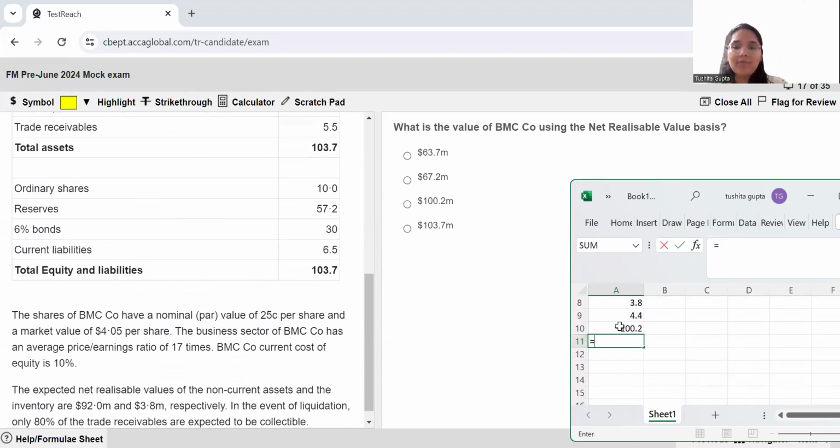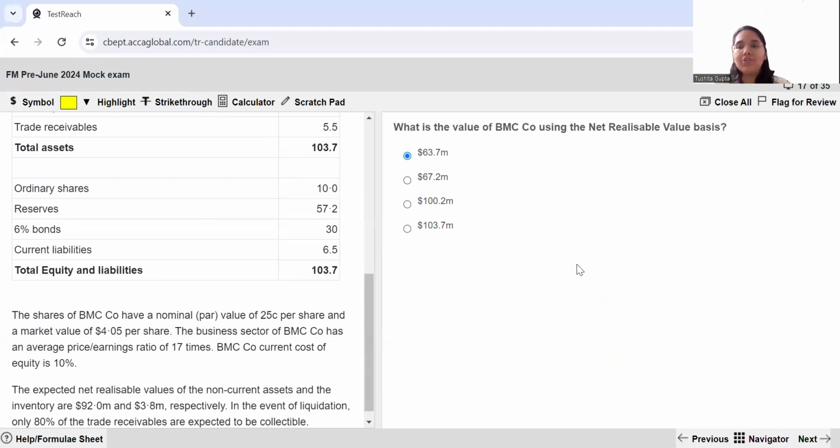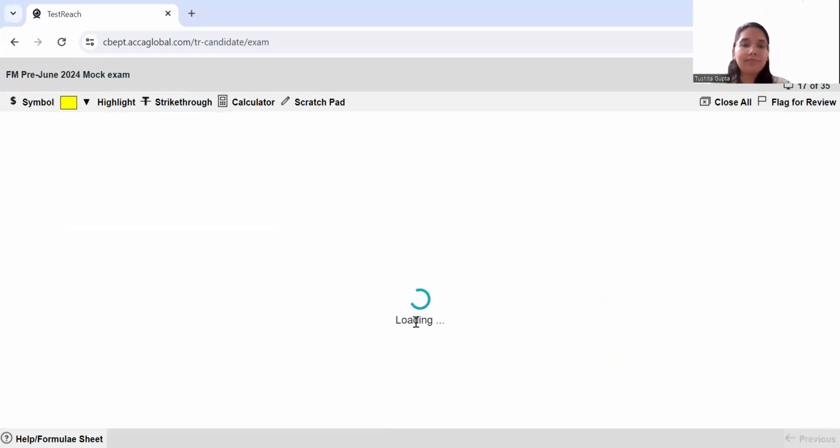Then I need to subtract all of the liability portion from it. Ordinary shares and reserves are both part of equity. Bonds and current liabilities fall under my liabilities. So minus 30 minus 6.5 gives me 63.7 and I choose this option over here.